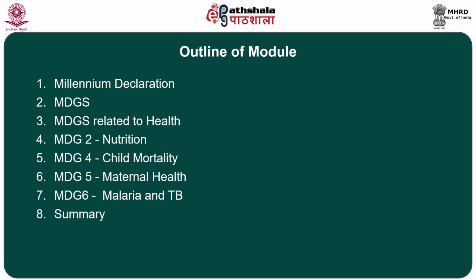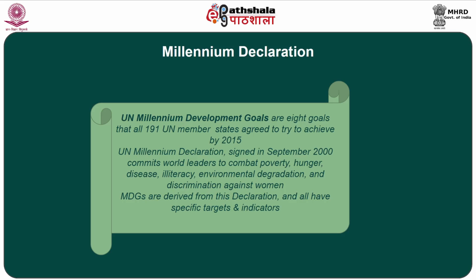In terms of MDG 6, we will talk about malaria and TB, the situation, the progress and the achievements. Let us talk about the Millennium Declaration.